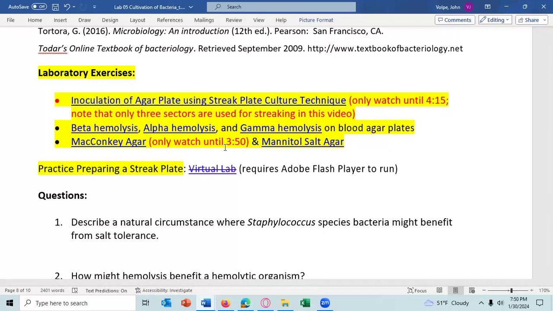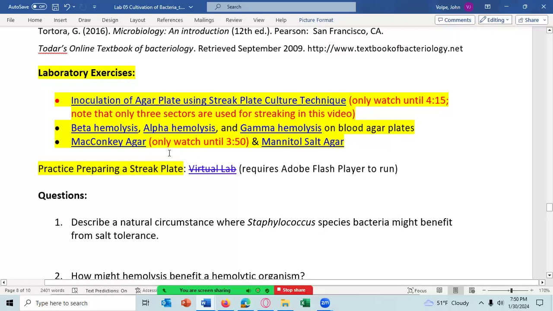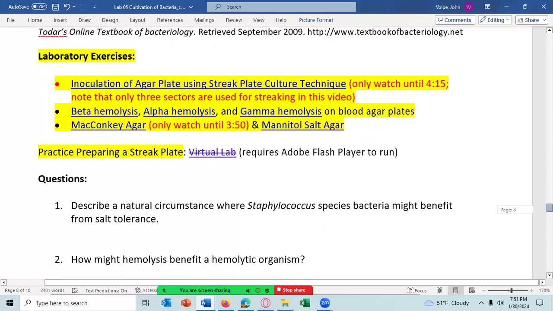And then we have a little video on MacConkey's agar. Once again, you only need to watch that video for 3 minutes and 50 seconds. After that time span, you can cut out the material and it'll be fine for the plate. And then lastly, we have a video on mannitol salt agar. Go ahead and watch that. We do not have a virtual lab for this lab. And then answer the questions.